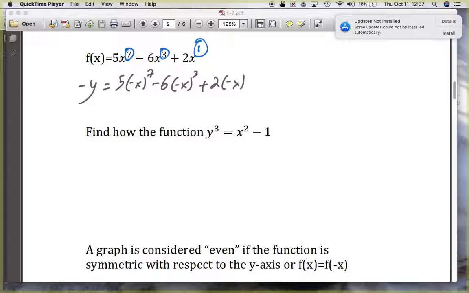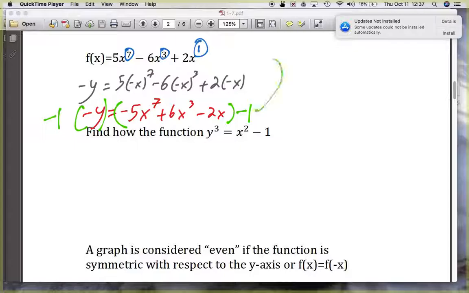The negative power, the odd power, is going to make sure those negatives stay. So you're going to end up with something like this, where all the signs are now changed. But since we know we can take a function and multiply both sides by the same number and they're still equal, these functions are still synonymous.